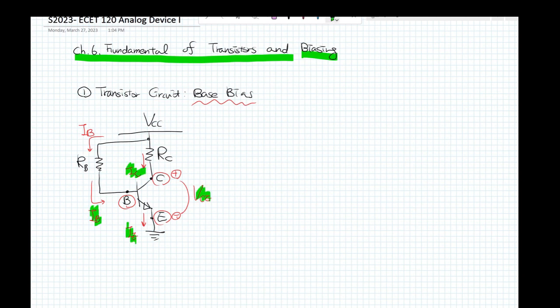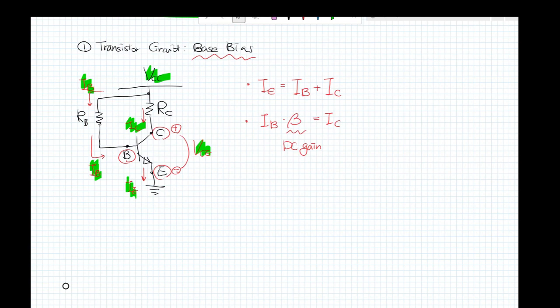All right, so we learned before I sub E is equal to I sub B plus I sub C, and I sub C is I sub B times beta. It depends on the books or lecture, but we call it the DC gain of the transistor. Any questions so far?